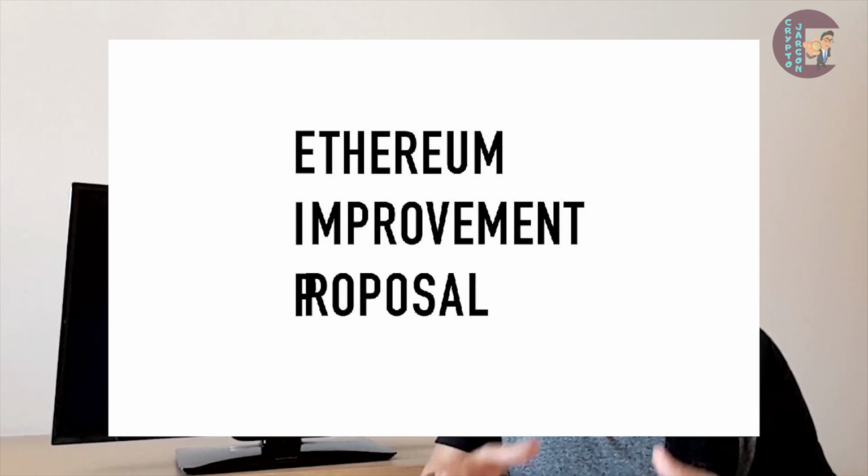Next on my list is EIP, which is pretty much the same as BIP, but for the Ethereum platform. It stands for Ethereum Improvement Proposal, and it sets out the technical standards such as protocol specifications, contract standards, client APIs and much more for the Ethereum blockchain.